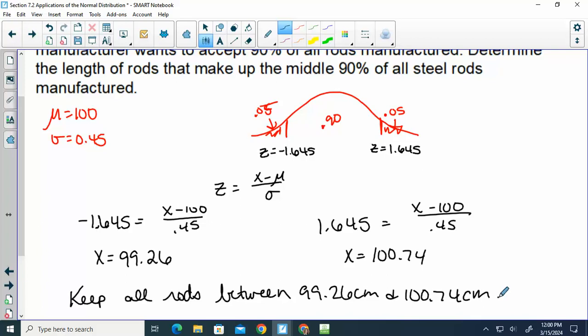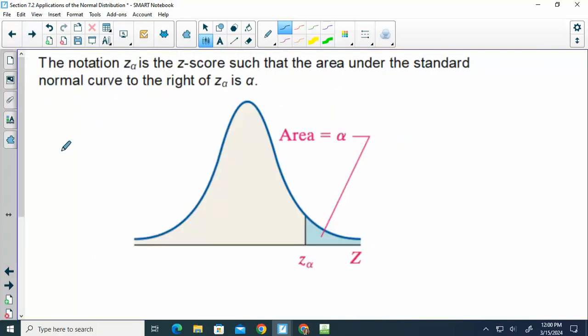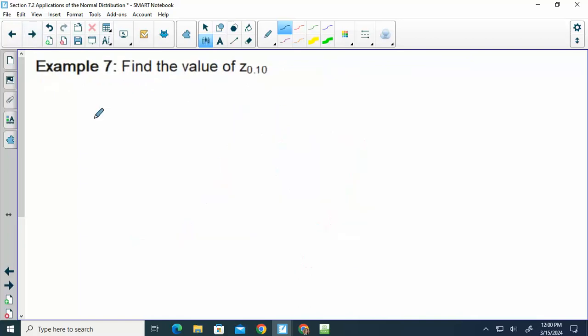Any questions so far? 2 examples left. The last thing is just a notation, and it's kind of annoying because it's the opposite of what the table gives us, but I didn't write stats, so this is not my decision. So the Z alpha notation, when you see something written like that, alpha is the area to the right, and our table is area to the left. So they are opposites of one another.